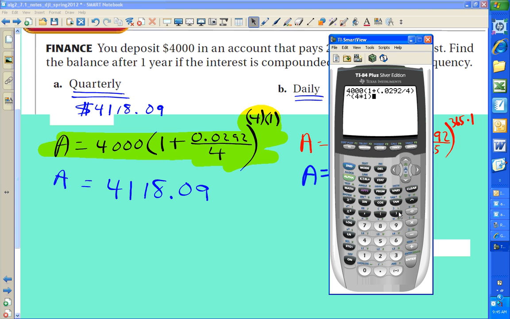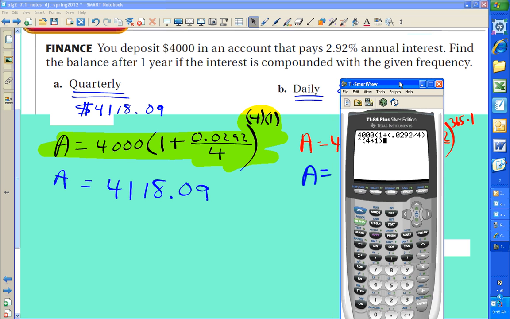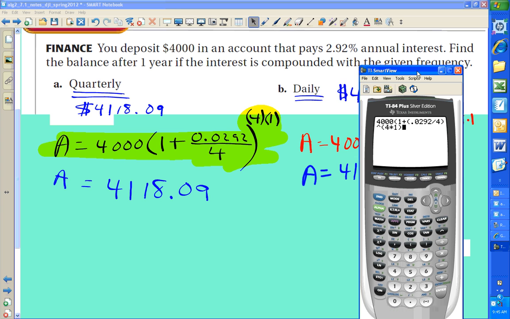Why don't you get 0.02? You mean right here? Yeah. The interest rate was 2.92%. Yeah. Move the decimal 2 to the left. I didn't see that. That was covered. Yeah.